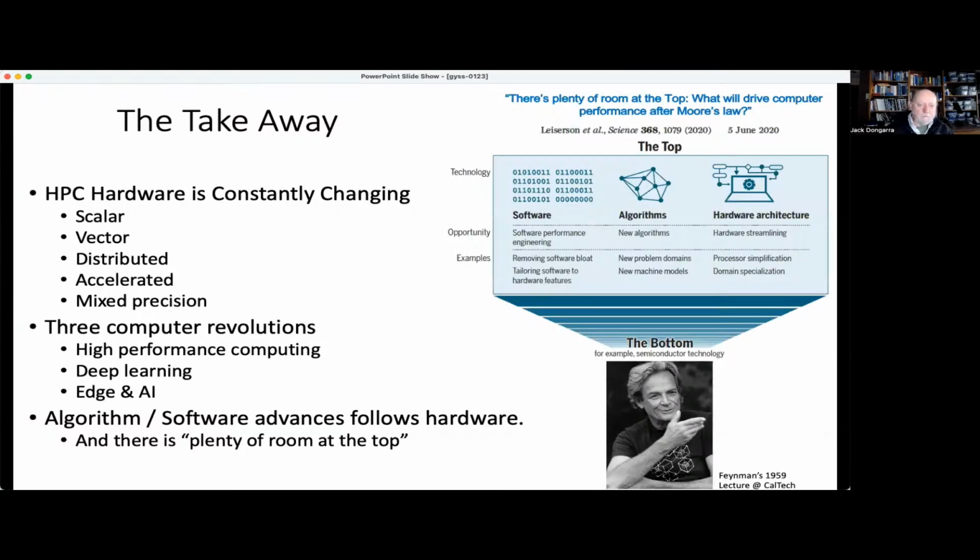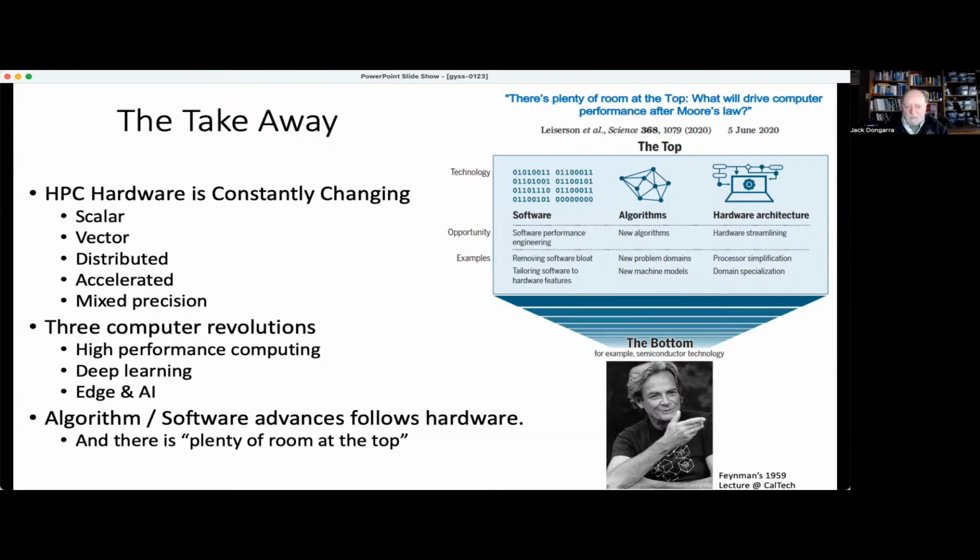There was an interesting paper written by Charles Leiserson that appeared in Science in 2020, which described this. In fact, the title of their paper was "There's Plenty of Room at the Top: What will drive computer performance after Moore's Law?" It's a riff on Feynman's 1959 lecture about there's plenty of room at the bottom, where he was talking about quantum computing and looking at how things could be designed at that level. So that's sort of where we are today.